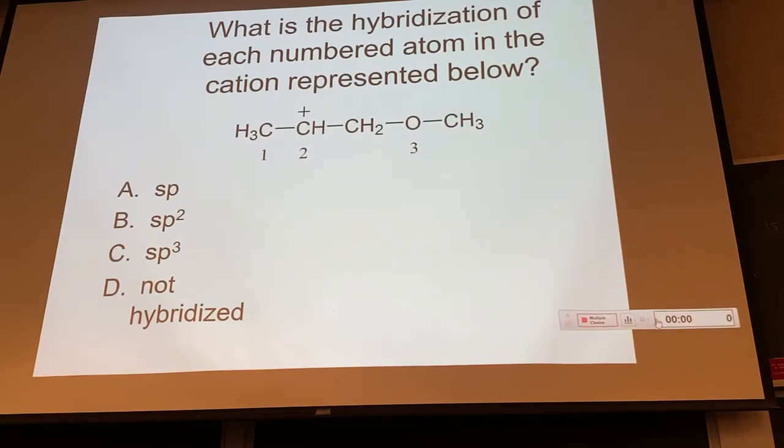And now we've opened up question number 3. What is the hybridization of atom number 3? Based on the responses I'm getting, there's a little more debate on this subject than there were on the first 2. So we'll give you a little time to discuss that.